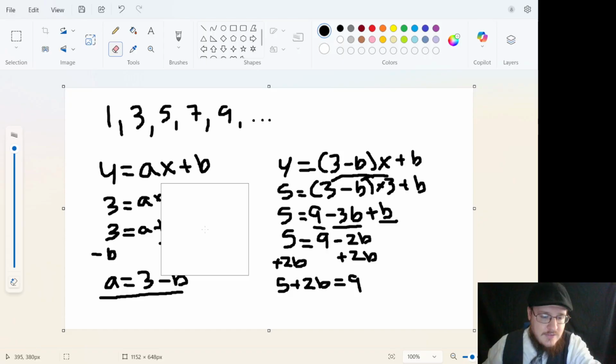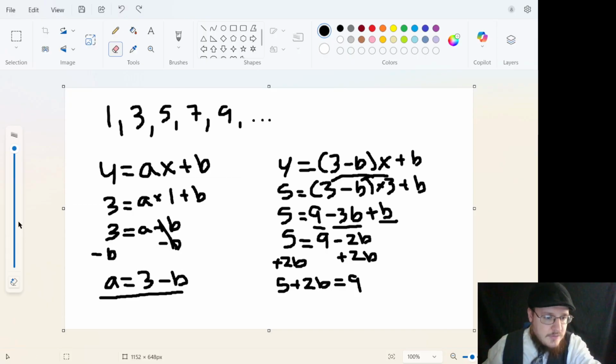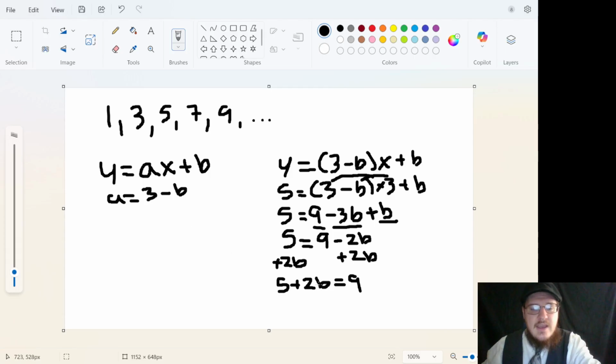So I'm going to erase this little section here. Now first, I'm going to make that a bit smaller. I'll rewrite this here. A equals 3 minus B. Making sure we still have a hold of that. Now moving up here, we're going to subtract the 5 from both sides. We wind up having 2B equal to 4, because 9 minus 5 is 4.